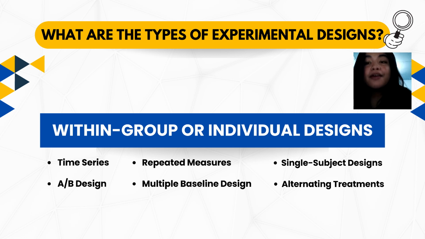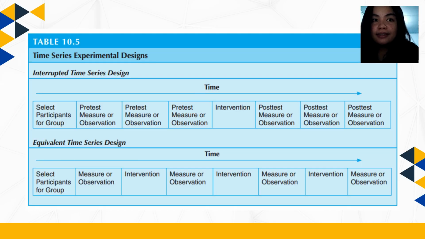In time series, there are two types. Interrupted time series, which means it measures before and after an intervention. Then the second type is equivalent time series. Alternates between treatment and post-test measures.